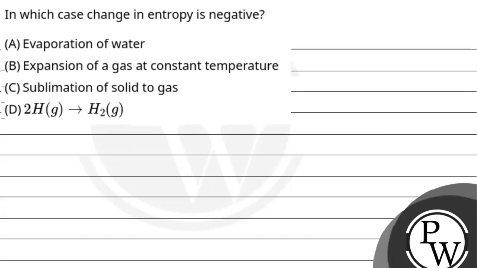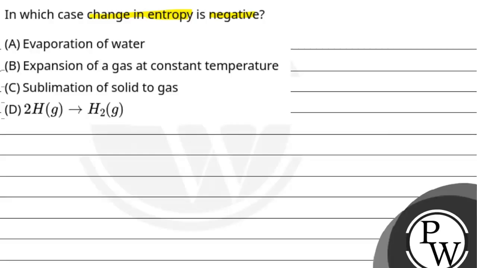Hello बच्चों, let's read this question. The question says, in which case change in entropy, that is delta S, is negative. So we have four options, Option A, B, C and D.